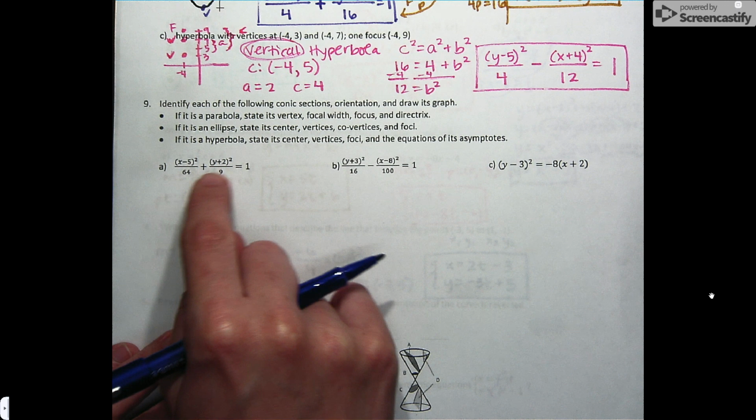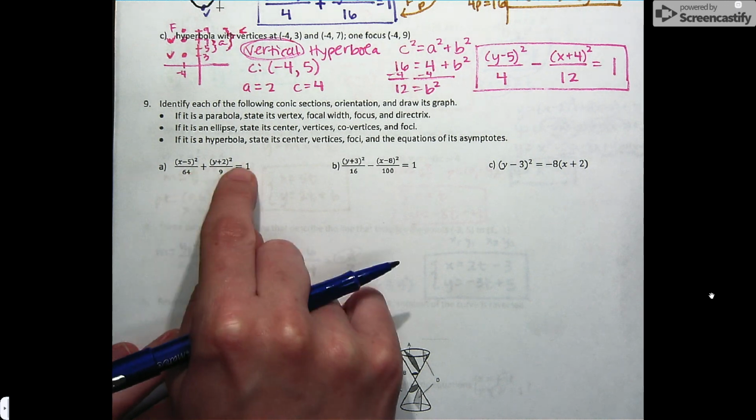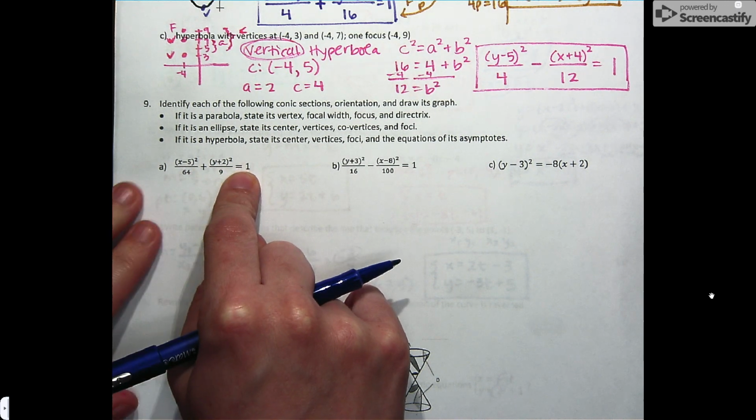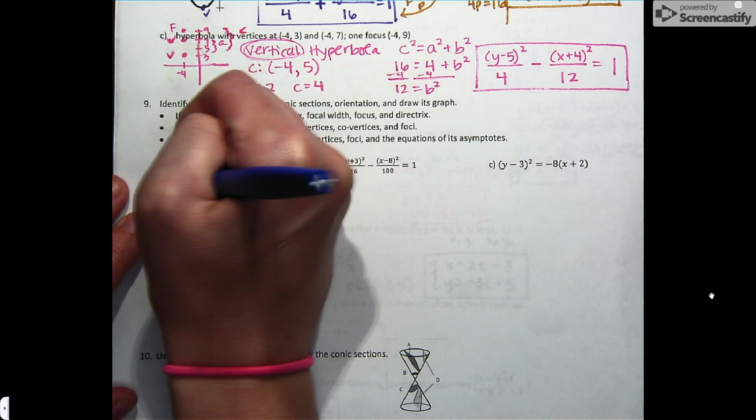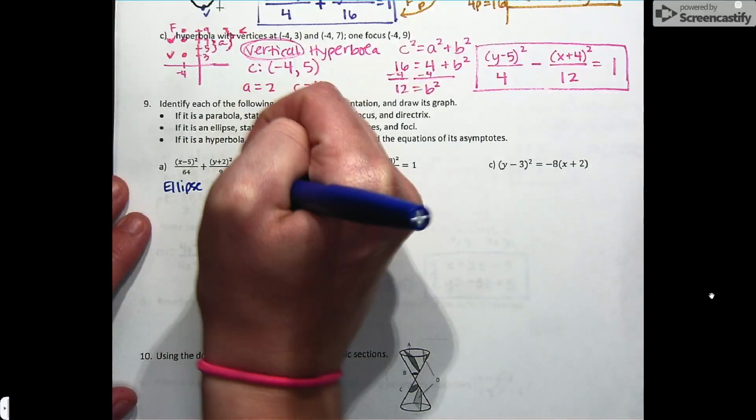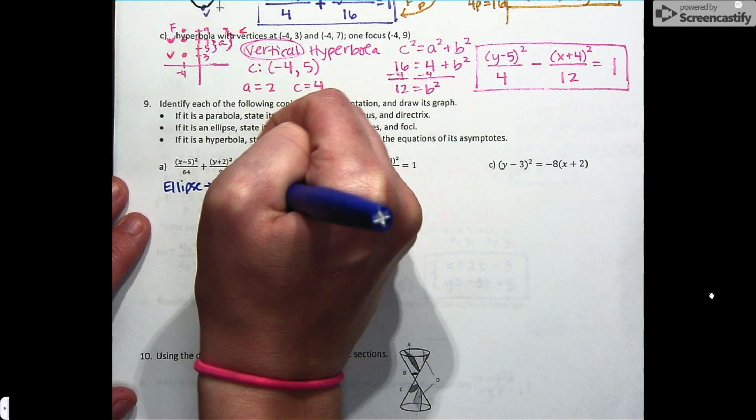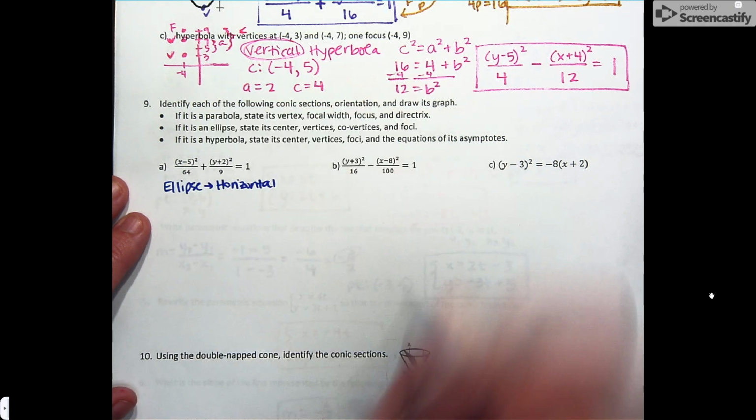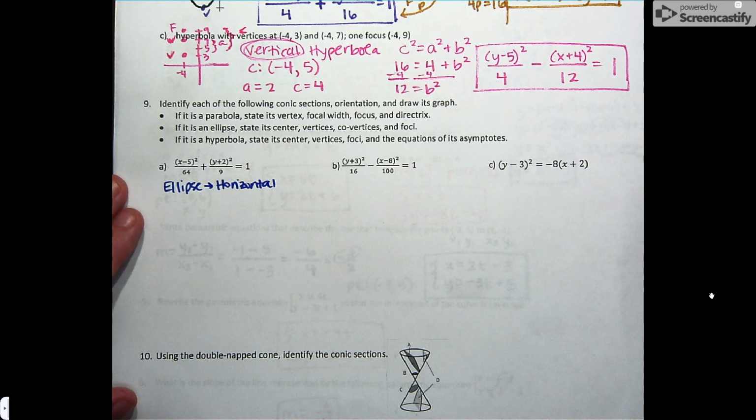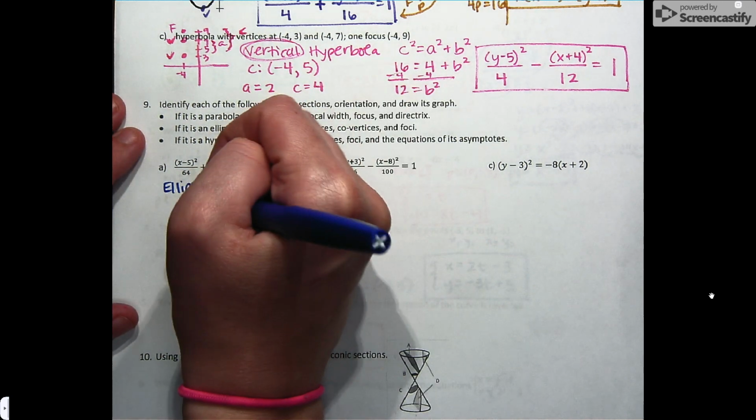If it's two squared fractions with a plus sign equal to 1, that is going to be an ellipse. And on top of this, I can also tell you that this ellipse is going to be horizontal because in an ellipse, remember that you're looking for the larger denominator to tell you the orientation. Okay. So let's see, I can find my center.